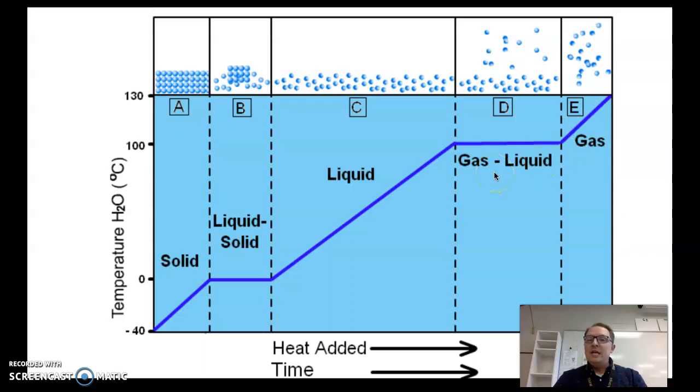When a phase change is happening, the temperature levels off. Okay, how do we know a phase change is happening? Because all the energy that's being put into this water is going into changing its phase from one state of matter to another state of matter. Okay, if the temperature is rising or falling, we know that a phase change is not taking place.